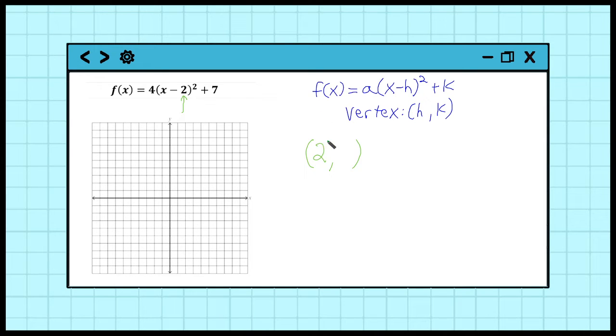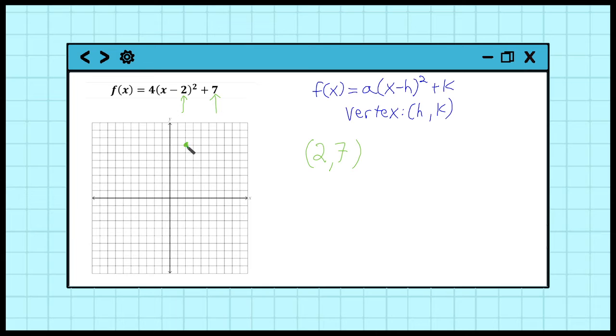So you're always going to write the opposite sign of what is inside the parentheses for the x coordinate of your vertex. On the other hand, your y coordinate is straight up just whatever's at the end. So I have a 7 over here. Okay, so I have the point (2, 7). That is my vertex. And I can go ahead and plot that. 2, 1, 2, 3, 4, 5, 6, 7.